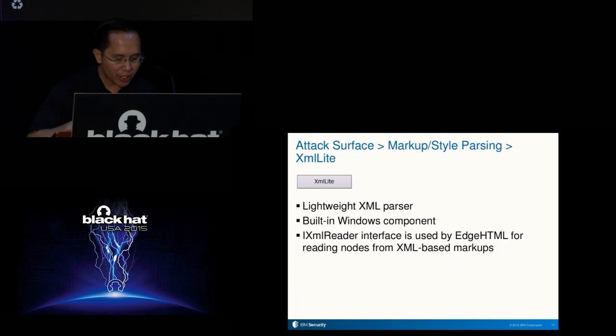Mentioned in the markup parsing was XMLite. XMLite is a lightweight XML parser and advertised as a performant XML parser. Therefore, that is the reason it is used for the parsing of XML-based markups. EdgeHTML specifically uses XMLite's IXMLReader interface when reading the XML nodes from XML-based markups. So for XML-based inputs, one of the first pieces of code to touch the XML file will be in XMLite.